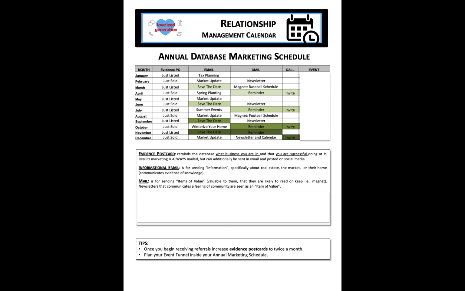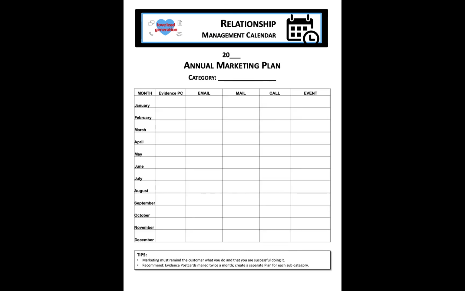So the newsletter is going to be where you're going to communicate that you're a human being and that you have a life, and you're going to get your customers to appreciate you for the things that you are and your connection with the community. If you choose to send items of value like schedules, magnets, those kind of things, I love them. They work great. Add those to your mailing list. The last 2 sections, call and event, we'll get to in a later section. So just go ahead. Your homework is to fill out your annual marketing plan.